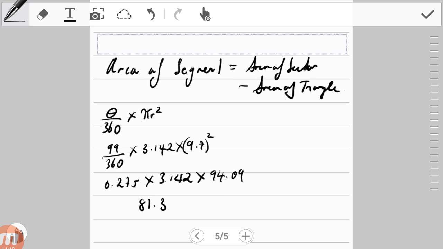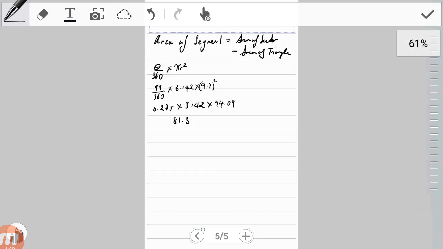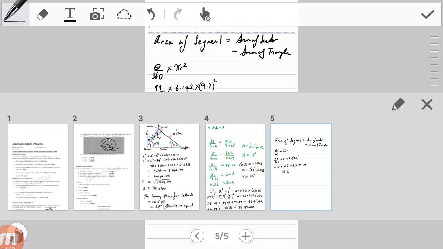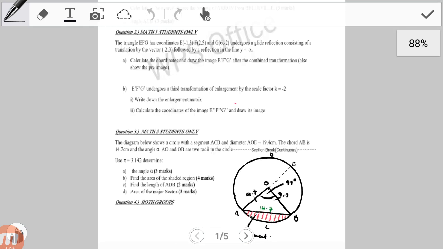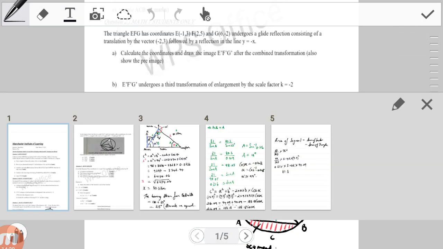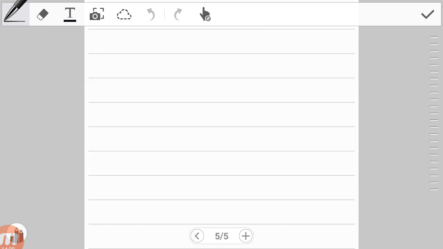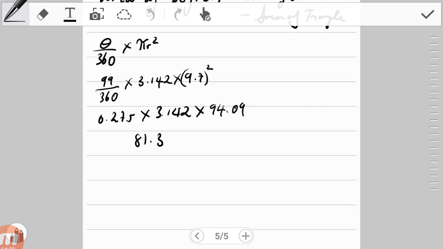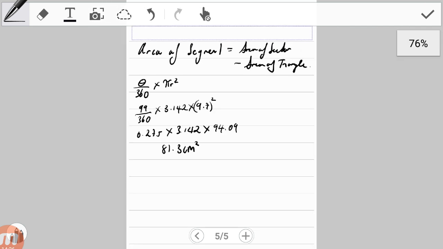All right, and that's going to be the area of the sector. I believe the unit of measurement that we were using was centimeter. Was it? It's centimeter. So that means our answer should be 81.3 square centimeters. That is the area of the sector. All right, so we've completed this aspect of the problem.